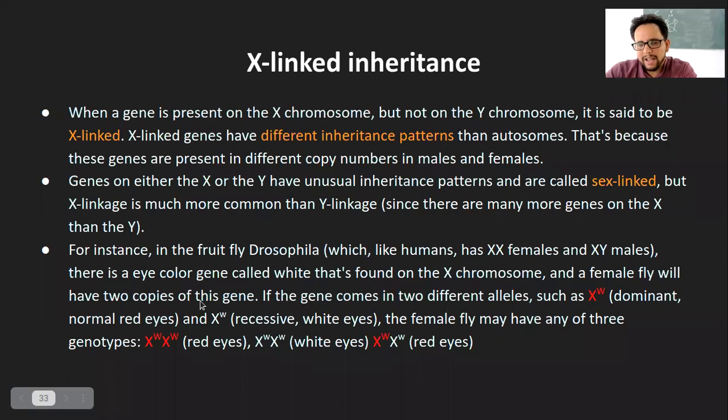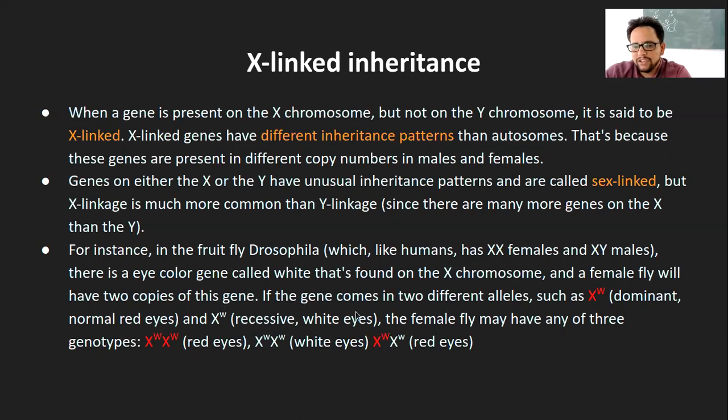Now, in Drosophila, there is the eye color gene which is coding either white or red color of the eye, and it is found on the X chromosome. So there is a gene coding the color of the eye, and it is on the X chromosome. So it is going to show the X-linked trait, or sex chromosome linked trait. Now, a female fly will have two copies of this gene, either a red copy or a white copy, or both white or both red. So that depends on the genetic makeup.